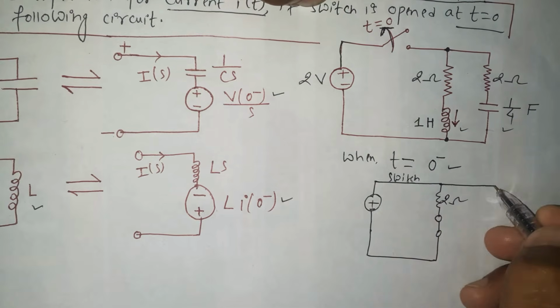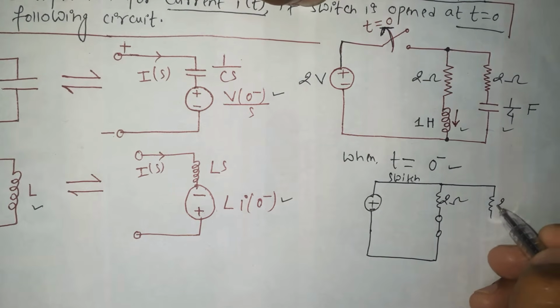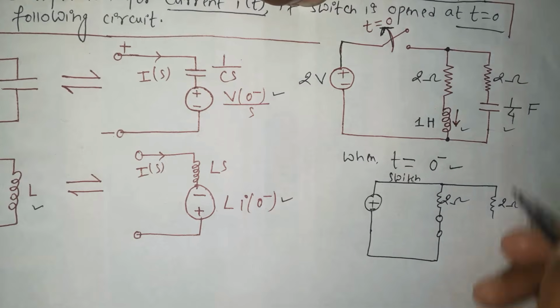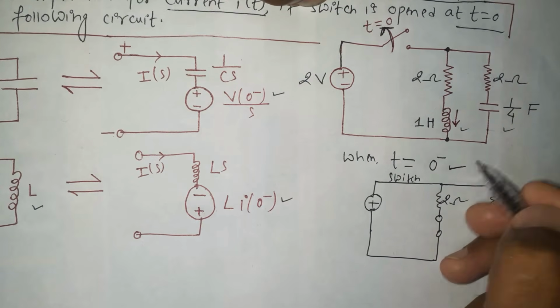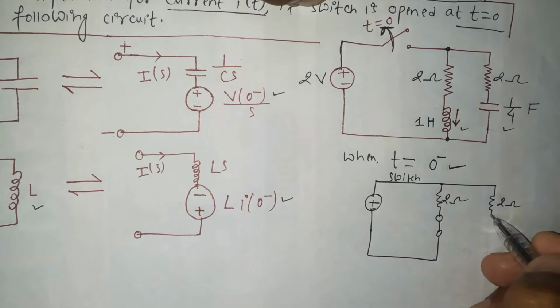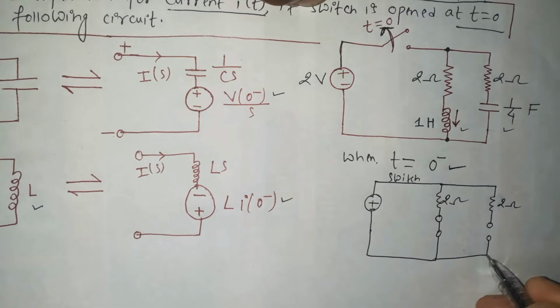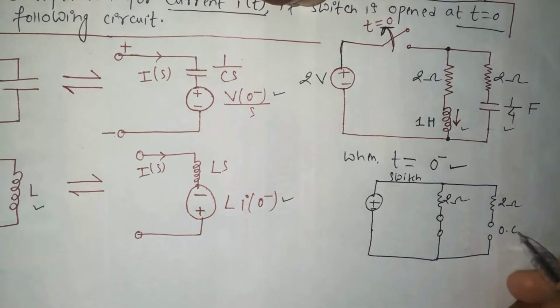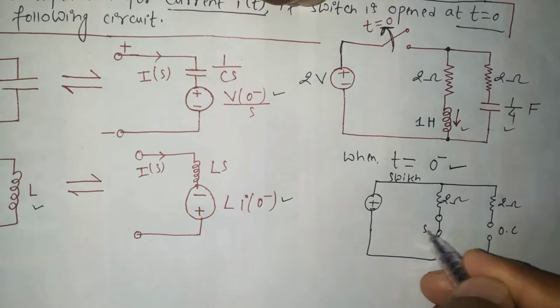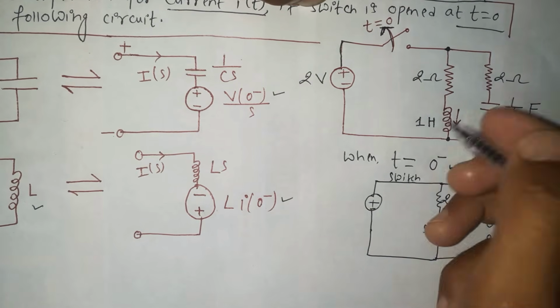And similarly, we can draw here the resistance as it is, and the capacitor when t equals 0 minus will be an open circuit. Here this is the open circuit, the capacitor, and here this is the short circuit, the inductor.